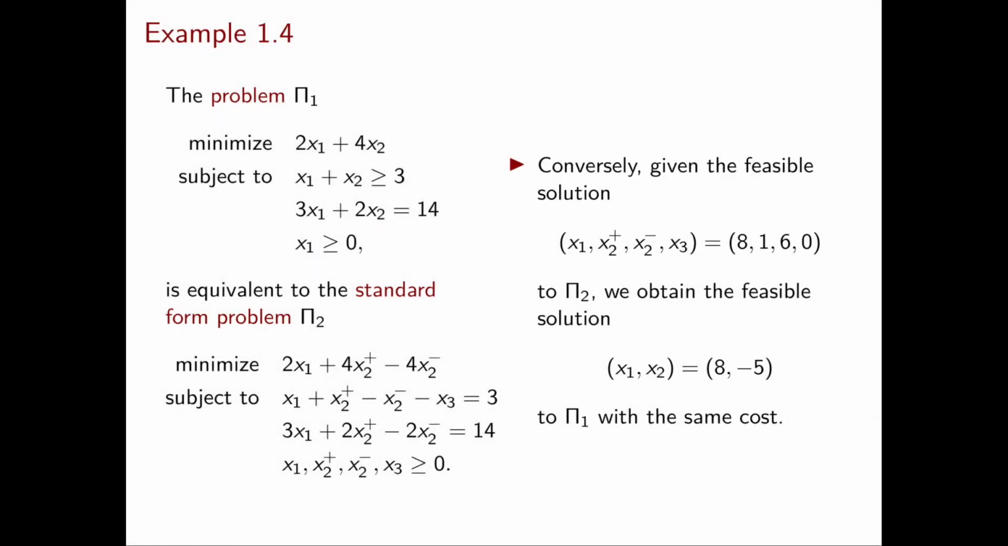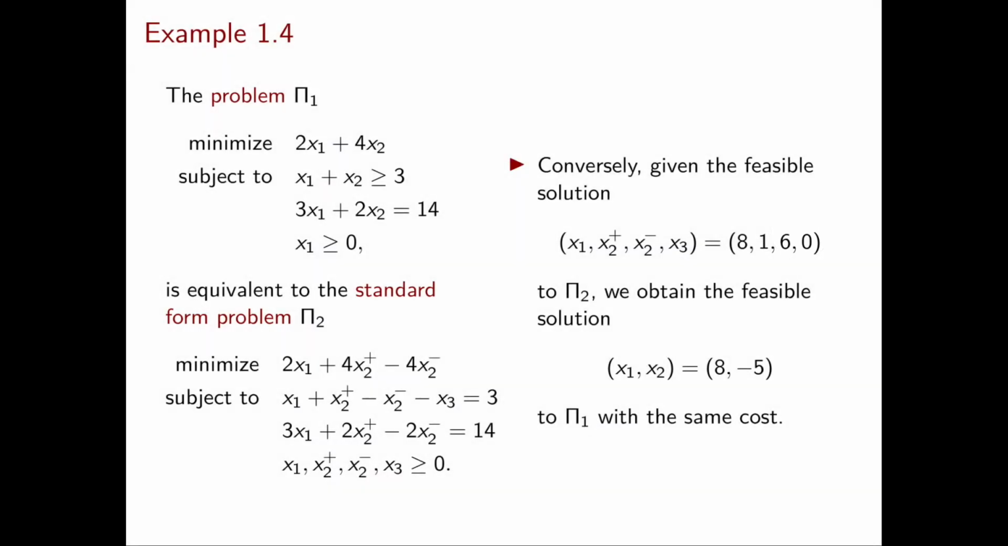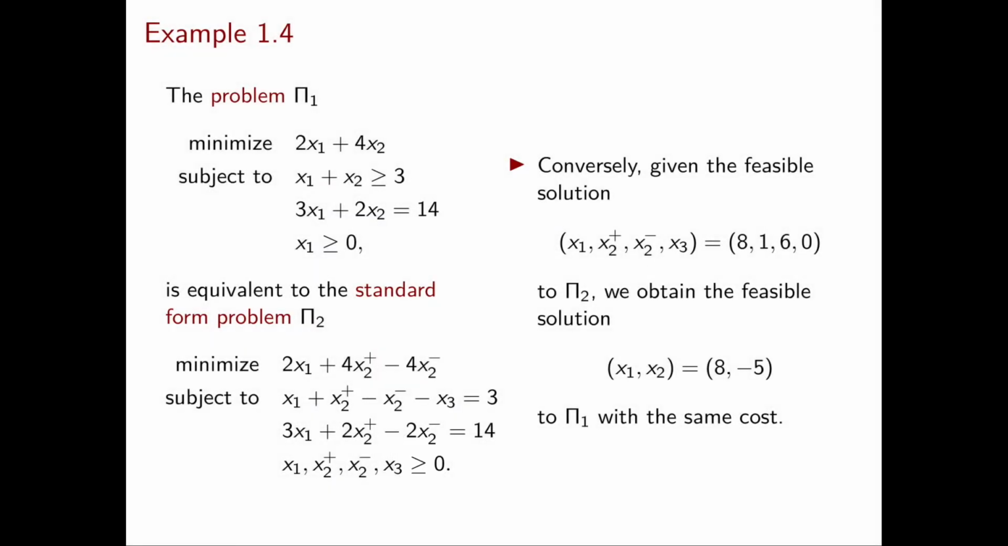Vice versa, our lemma also tells us to pick any solution to pi2 and obtain a corresponding solution to pi1 with a cost equal or lower. So for example, let's pick this solution (8, 1, 6, 0). You can plug it in pi2 and check that it satisfies all the constraints. And what we want to do is obtain a corresponding solution to pi1.